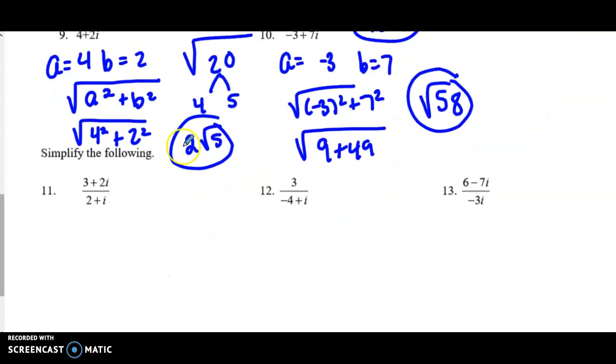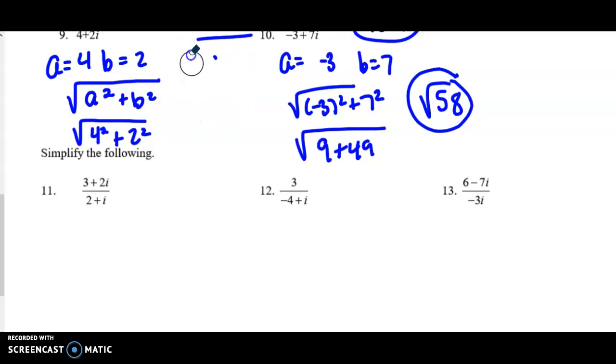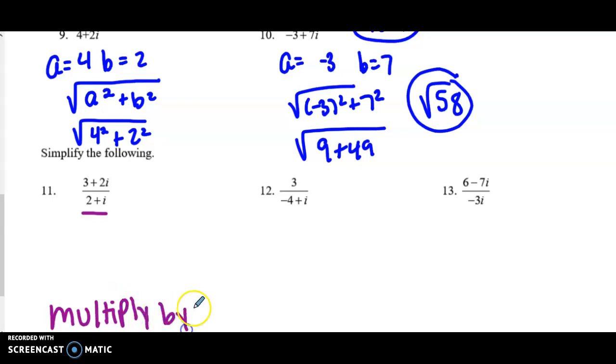All right, so the last one is a little bit trickier, okay? What you're going to be doing here is you can't ever have an i in the denominator. The reason that you can't have an i in the denominator is because remember i is the square root of -1, and we don't ever have a radical in the denominator. So if you see something that has an i in the denominator, what you're going to do is called multiply by the conjugate. Okay, so multiply by the conjugate.